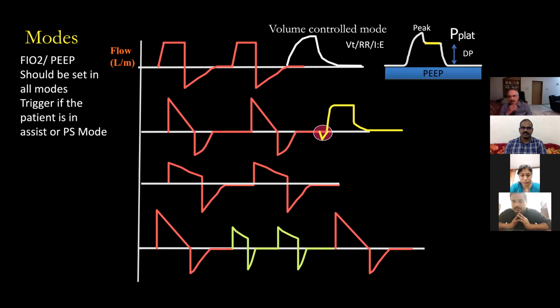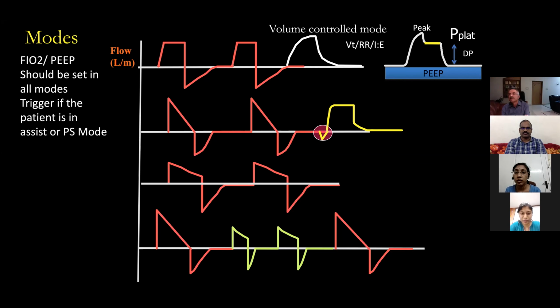Okay, very good. Second graphic. What is that graphic? It is a pressure assist mode, sir. Pressure assist mode. Very good. So why did you say that? There is decelerating flow, and there is also the presence of a pressure trigger. Okay. What is the third one? Pressure support ventilation. Why did you say it's pressure support? Because the expiration starts before the set time, so it is flow cycling. Flow cycled.